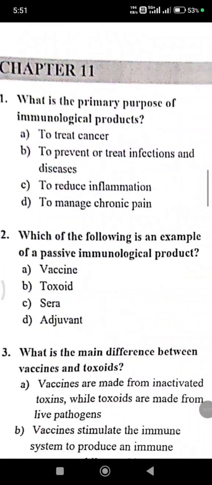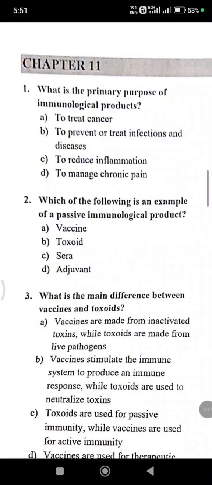Dear students, today we are discussing pharmaceutics, chapter number 11, for the preparation of APSC Drug Inspector and WBPSC Pharmacist examinations. So, students, let's get started. Go to question number 1.